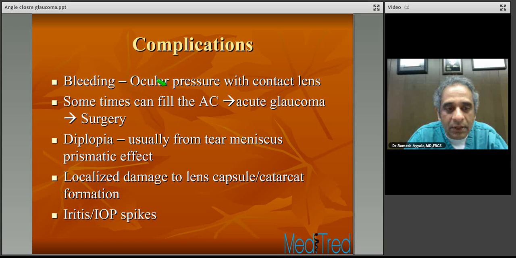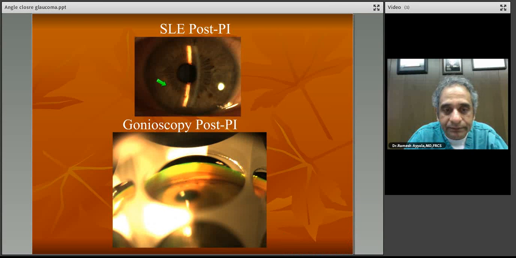You need to know not only to recognize them should it happen in a patient, but also from your exam point of view. Here is a patient where iridotomy has been performed, and as you can see, the angle structure is nicely opened up following the iridotomy.